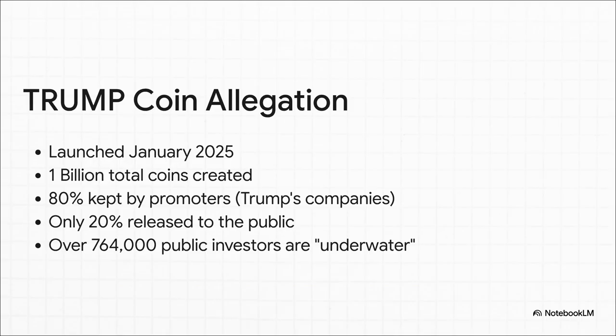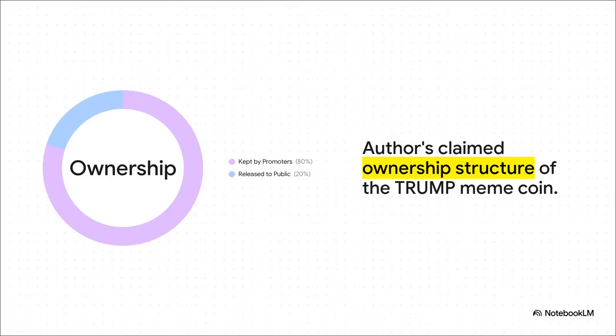According to his research, out of the 1 billion coins that were created, 800 million, that's a full 80%, were kept by the promoters. He says only 20% were actually sold to the public, and that over 764,000 of those investors are now underwater. The author calls this structure a classic insider pump and dump. He even gives an analogy. Imagine if McDonald's sold you a Big Mac, but kept 80% of the burger for itself. That's his whole point, right? The vast majority of the asset allegedly just stayed with its creators.